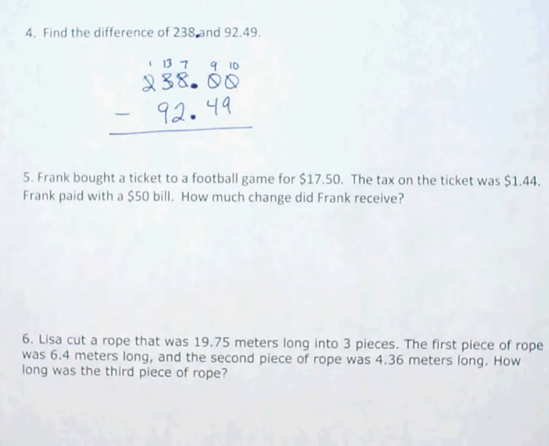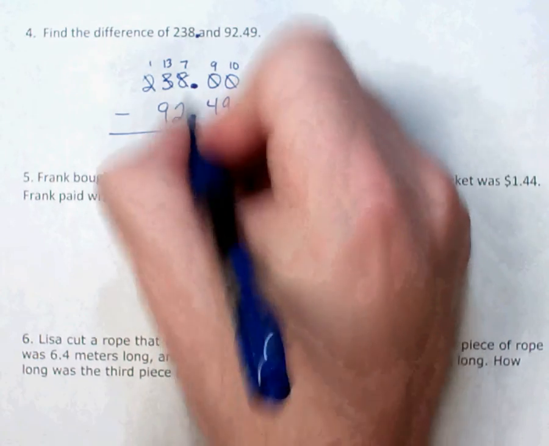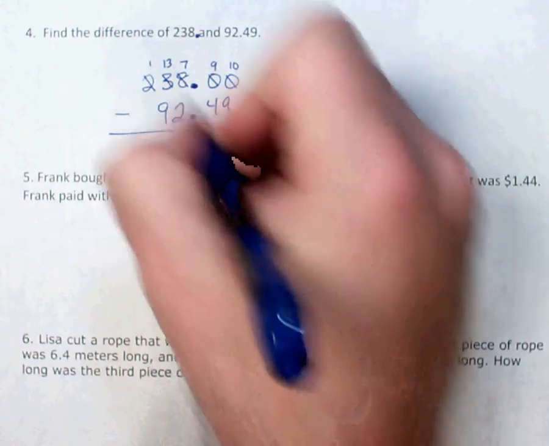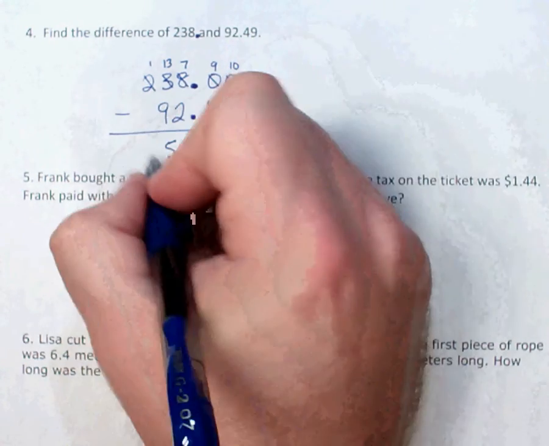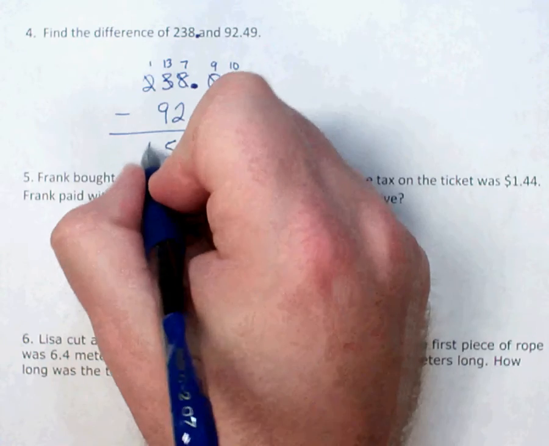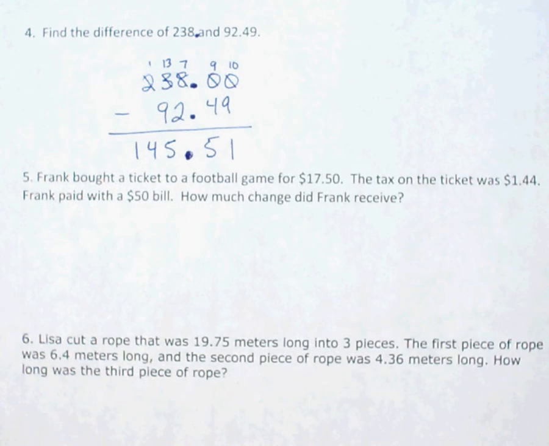All right. 10 minus 9 is 1. 9 minus 4 is 5. Remember to line up my decimal. 7 minus 2 is 5. 13 minus 9 is 4. My brain did it again. 1 all by itself. And there we go.